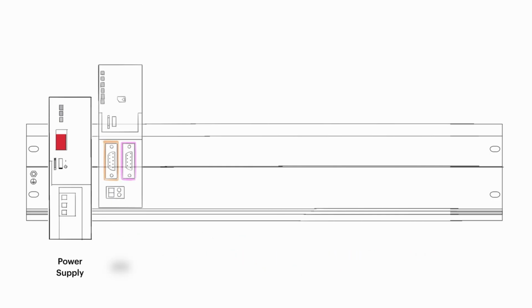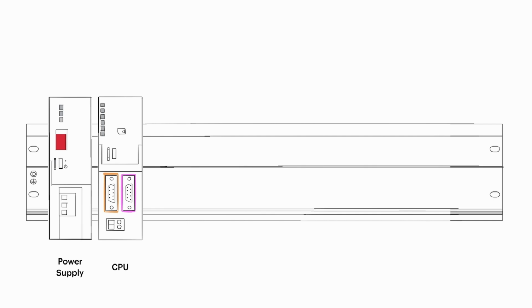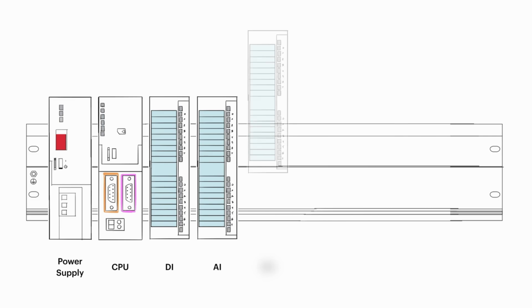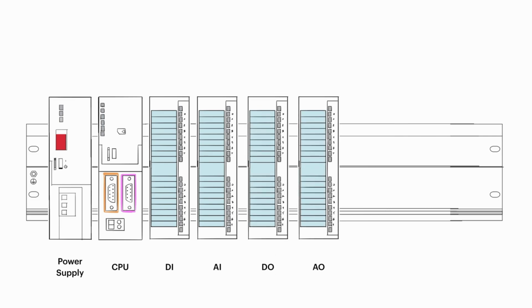Next comes the CPU. The CPU is the brains of the system. It reads the inputs, processes the logic in the program we supply, and energizes the outputs based on that logic. After the CPU, there can be various input and output modules, depending on the signals and components we want to monitor and control within the process.